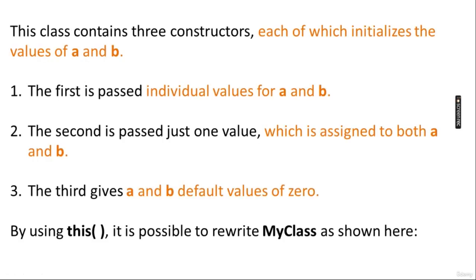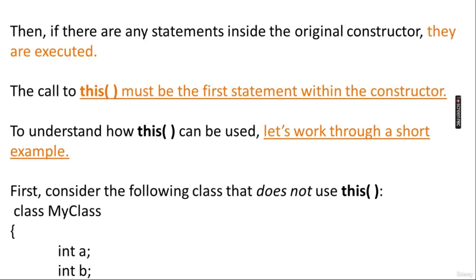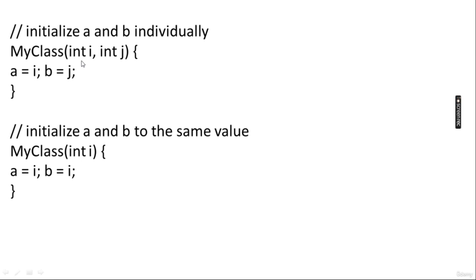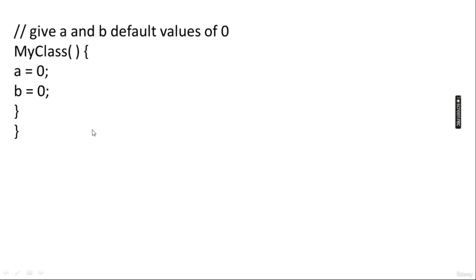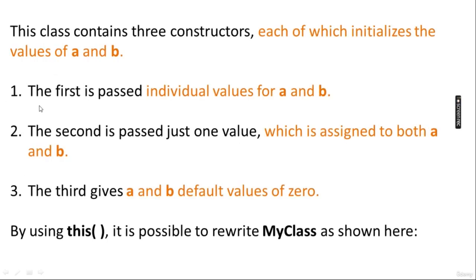This class contains three constructors, each of which initializes the values of a and b. The first is passed individual values for a and b. Okay, i, j, two parameters, a = i, b = j. Second, one parameter, a = i, b = also i. And third is with no parameter, a is 0, b is 0.